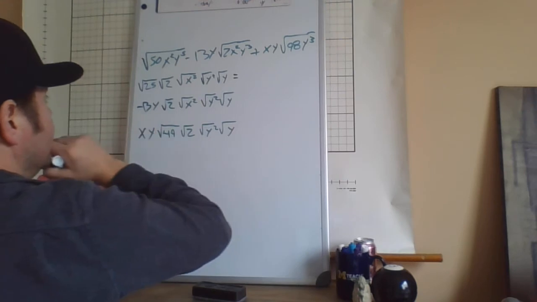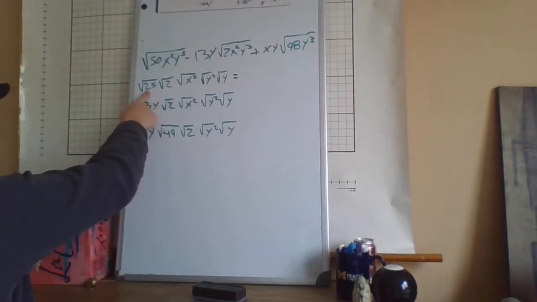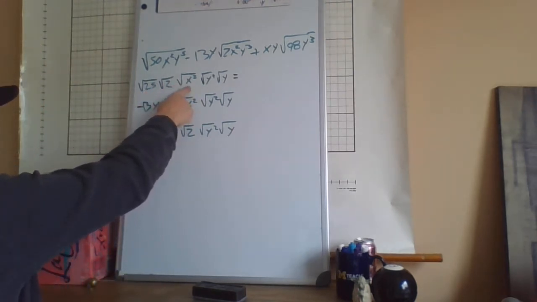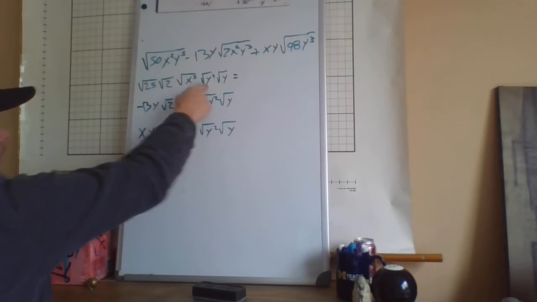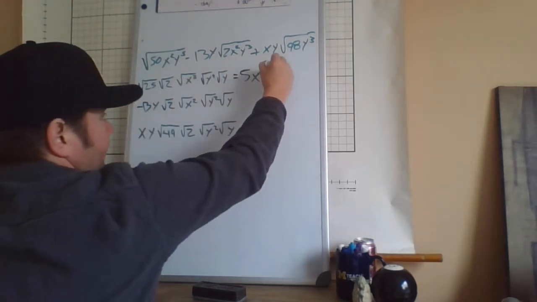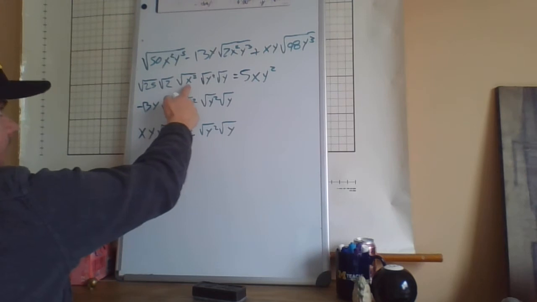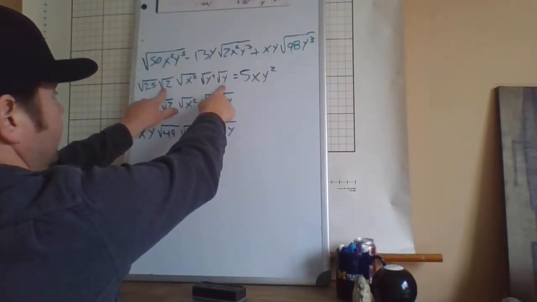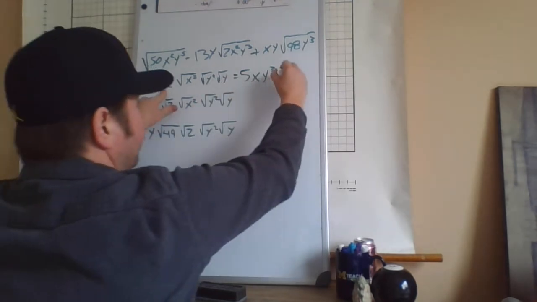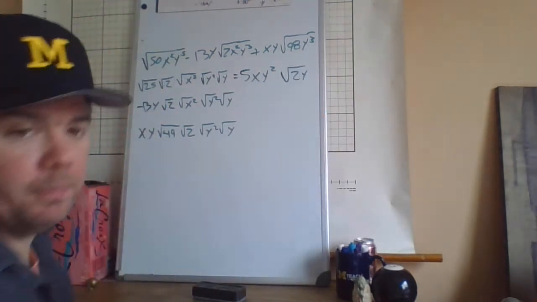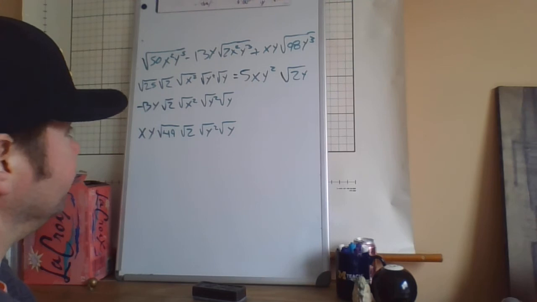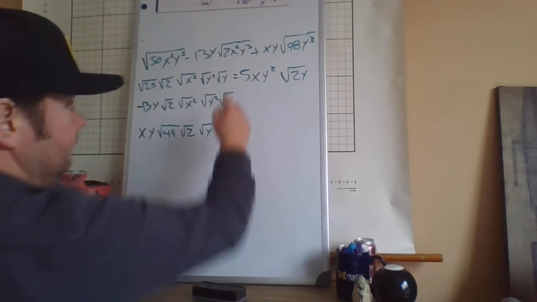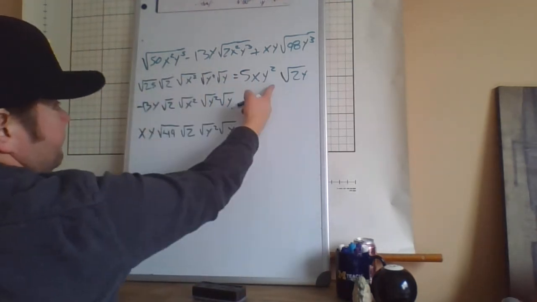This is going to be 5x y squared. Square root of this is 5, square root of this is x, square root of this is y squared. What's left? Square root of 2, square root of y. I can put them under the same radical since they both have the same index. That's the first, that's this.